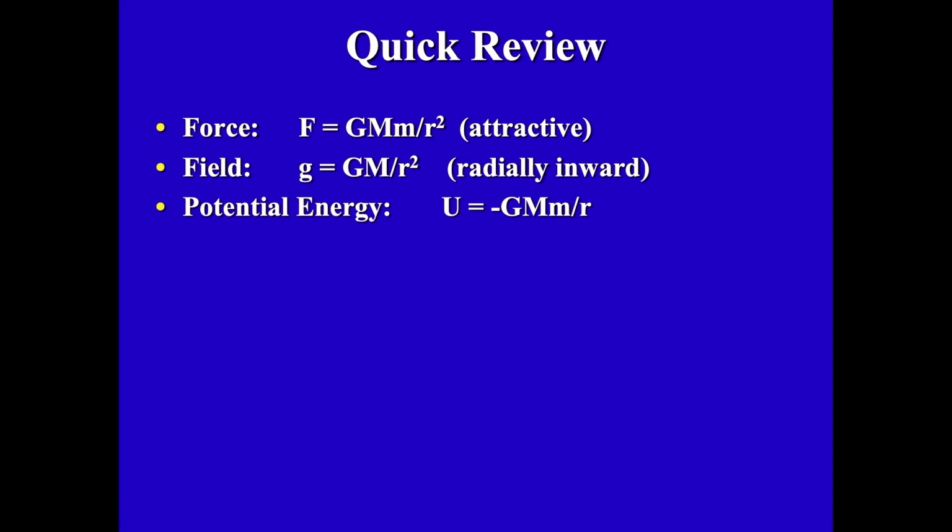The potential energy is written as minus big G times the product of the two masses divided by the distance between them. And this equation assumes that the potential energy is zero at infinity, when the objects are infinitely far apart.